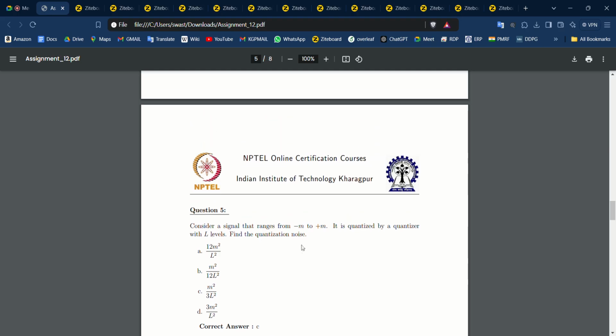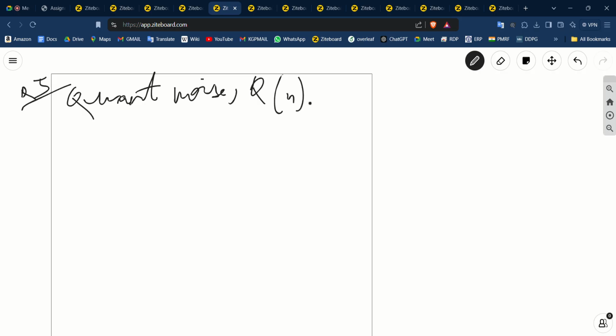Consider a signal that ranges from -m to +m. It is quantized by a quantizer of L levels. Then the quantization noise, Qn, is delta square by 12, where delta is the quantization error.